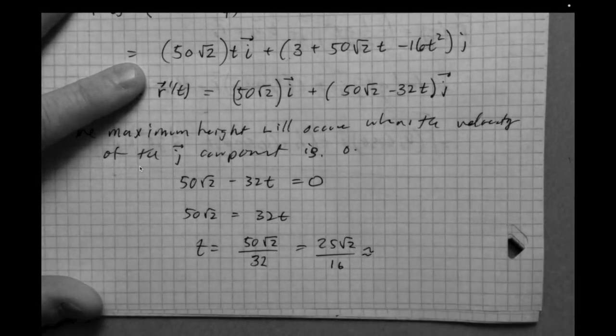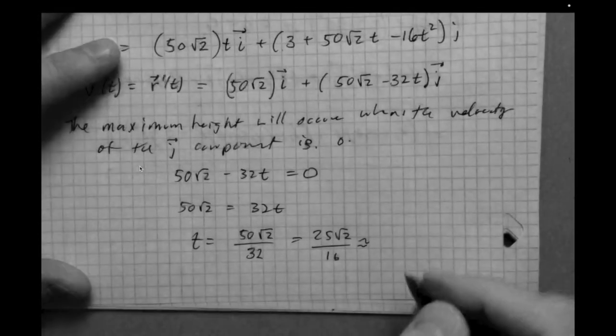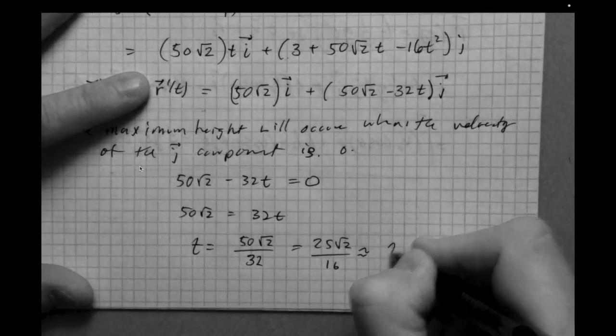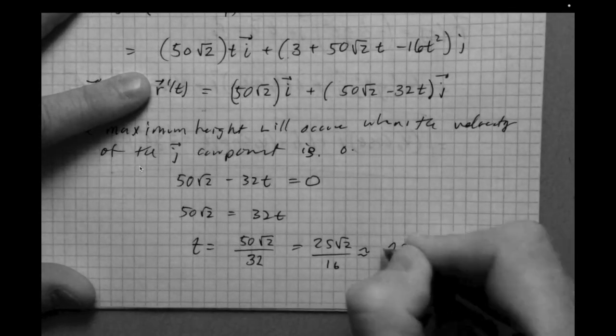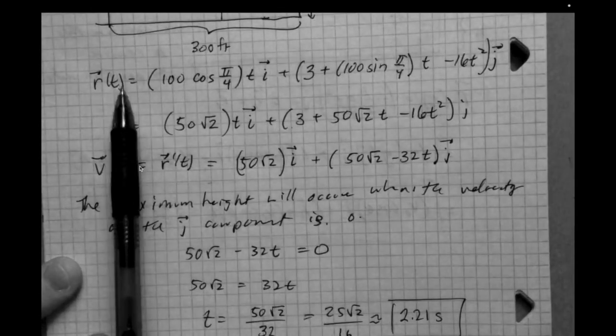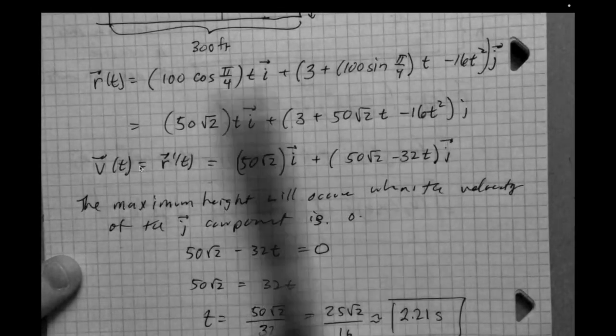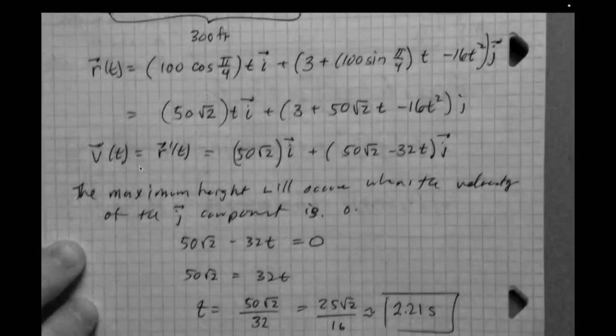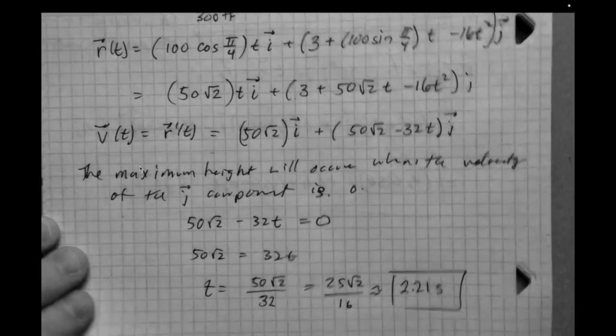And we can just plug that in and figure out what that looks like as an actual decimal number: 2.21 seconds. Okay, so the ball is hit, and 2.2 seconds later it's at its maximum height. We could obviously figure out what its maximum height is by plugging 2.21 into this, and the j component in particular would tell us what that max height is. Okay, all right, so we've got part 1 sorted.